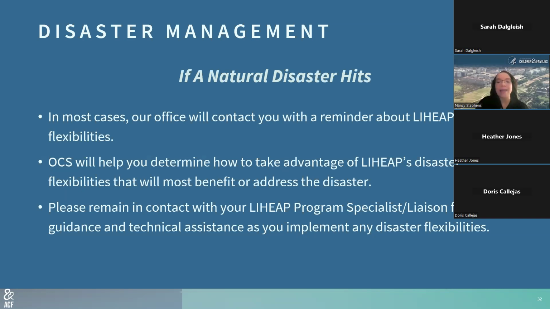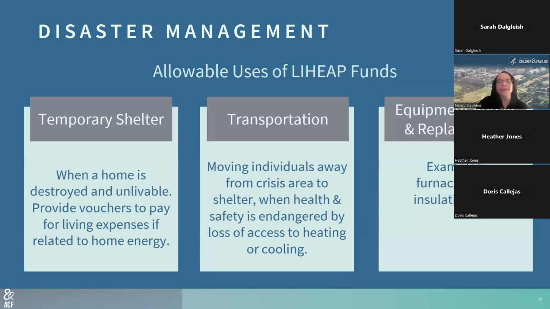However, as I mentioned earlier, there are so many weather-related crises these days, we may miss one. And if that does happen, please feel free to reach out to us at any time if needed. Whether we contact you first or you contact us, please be aware that we are available to help you utilize the flexibilities available using your LIHEAP funds. And please remain in contact with your LIHEAP program specialist for guidance and technical assistance as you implement any disaster flexibilities.